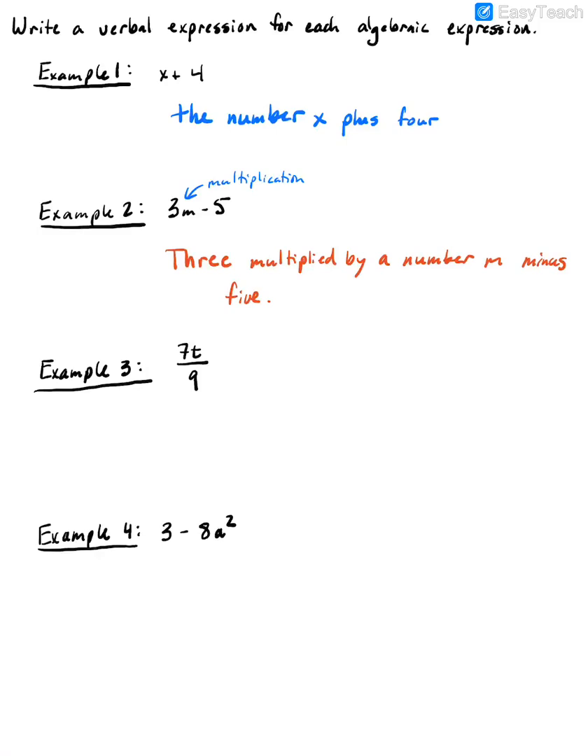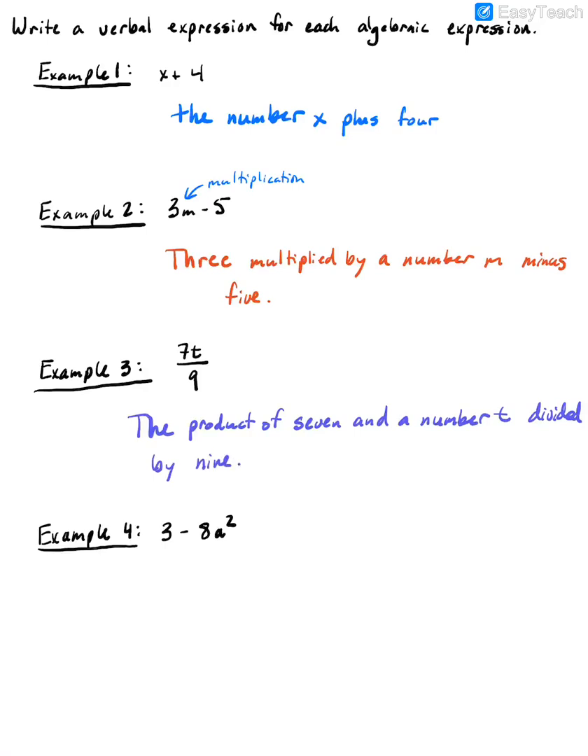Okay, next one. So I have 7t with a division sign and 9. So here let's say the product of 7 and a number t divided by 9.